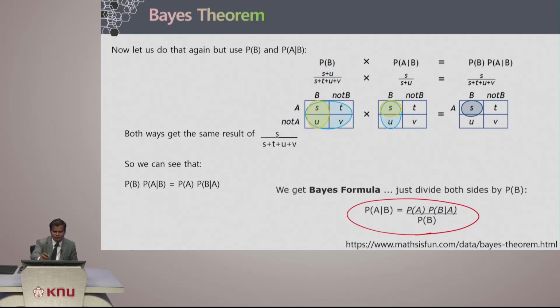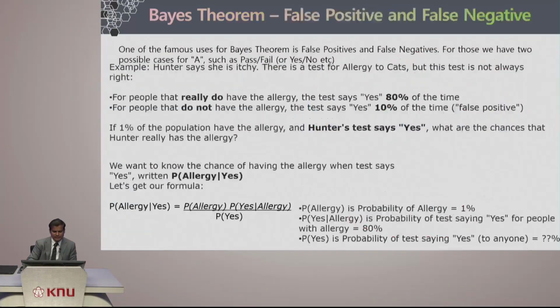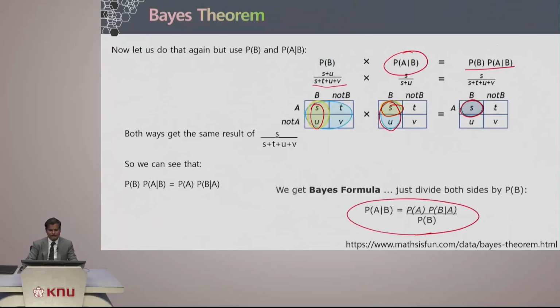So for example, S plus U divided by S plus T plus U plus V is the probability of B, and the probability of A given B is S divided by S plus U. Probability of B times probability of A given B, we have just S. So with this, you can fill in the information like that, as we have just seen here.